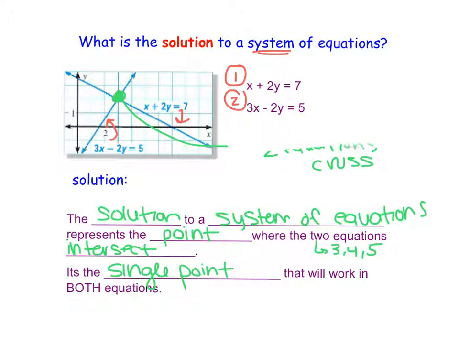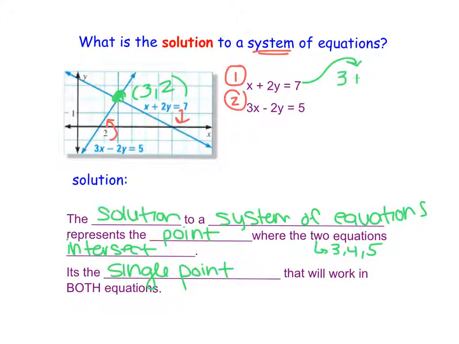We can even check this given the image that we have. We notice here that we have the point x is 3, y is 2. I can check and make sure that this point works in both of these equations. x is 3, so we have 3 plus 2 times the y coordinate, which is 2, is equal to 7. Well, that's 3 plus 4 equals 7. So 7 equals 7. So yes, this point works in equation 1.